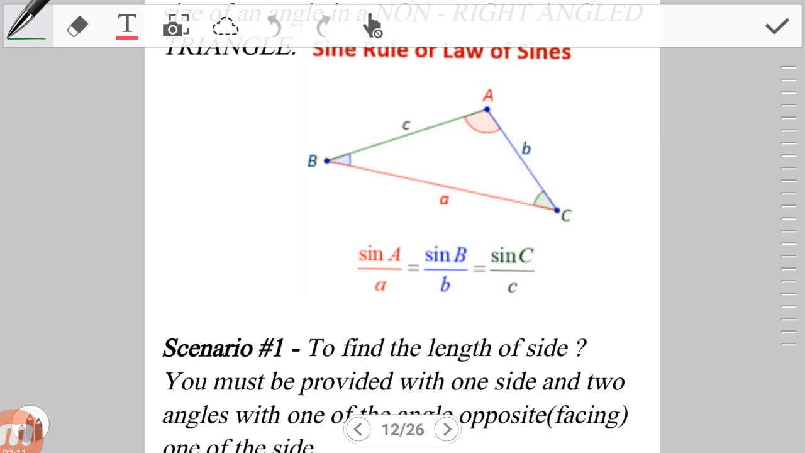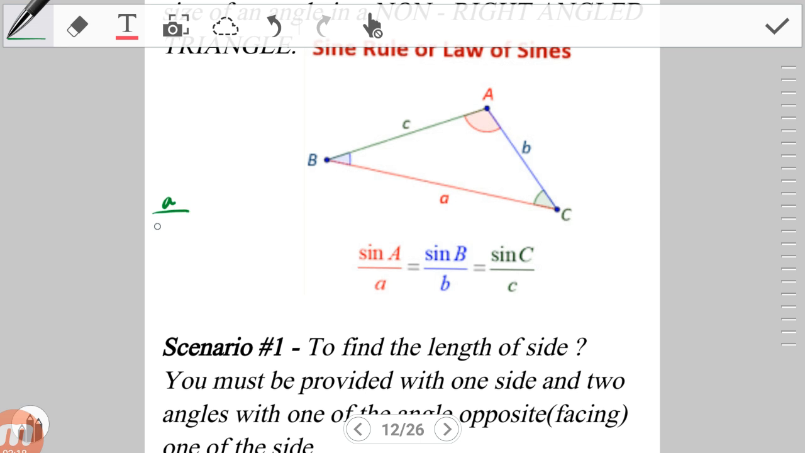Now, at the CSEC level, you might find that this formula is flipped, so you'll find that we write the length a divided by the sine of capital A, that's the sine of the angle, is equal to the length b divided by the sine of the angle B, and that's equal to c divided by the sine of angle C. So both formulas are applicable, and both will produce the same result. This is the one that we are going to be using.